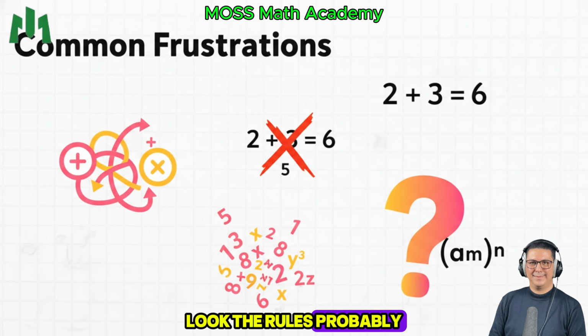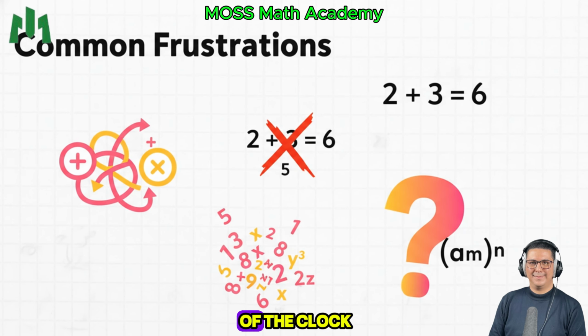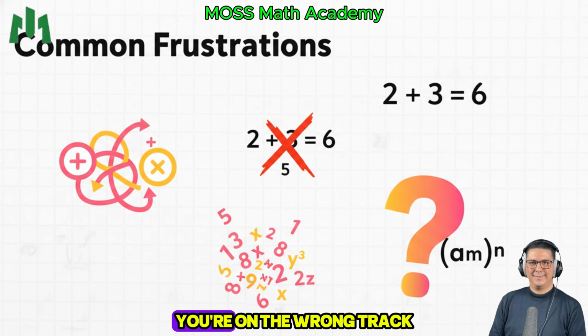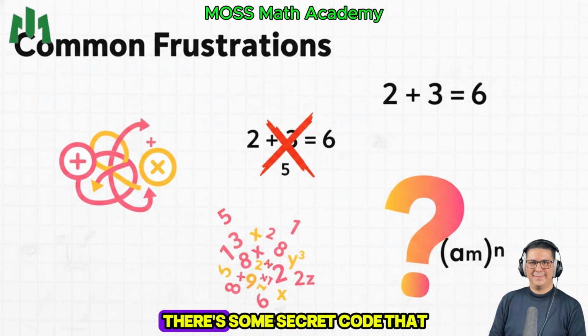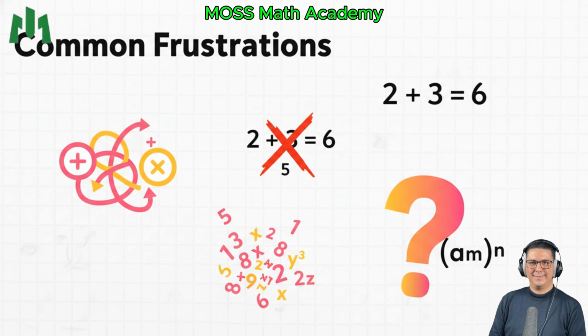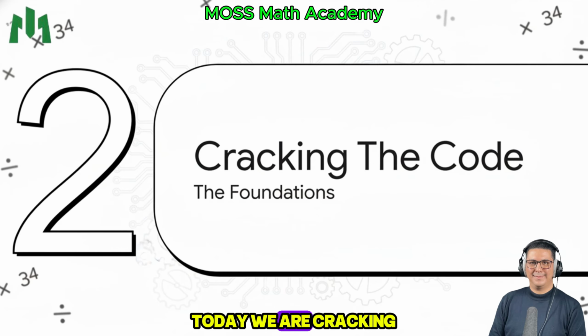Look, the rules probably seem familiar. You definitely learned them back in algebra. But under the pressure of the clock, it is so easy to get them mixed up. You start asking yourself, wait, do I add here or multiply? One tiny mistake and boom, you're on the wrong track. The numbers just stop making sense. It really feels like there's some secret code that, if you could just crack it, would make everything click. Well, guess what? Today, we are cracking that code. And it all starts with making the basic rules so automatic that you don't even have to think twice.